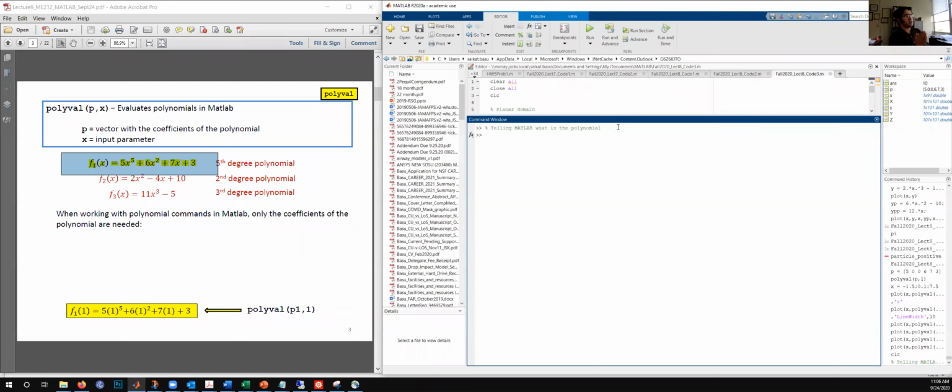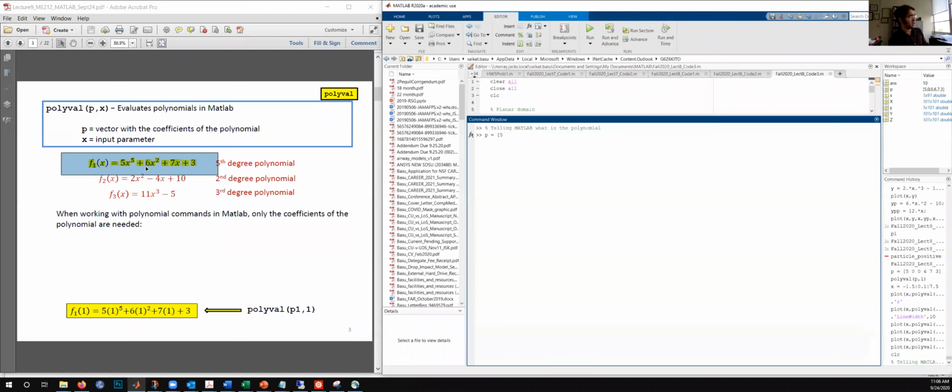To set up a polynomial in MATLAB, you have to generate an array, but the array elements are the different cofactors for the different x terms. And you go from the highest power of x to the lowest power of x. So for example, the cofactor for the highest power of x here is 5, because the highest power of x is x to the power of 5 and the number associated with it is 5.